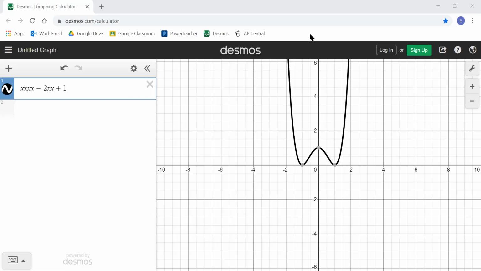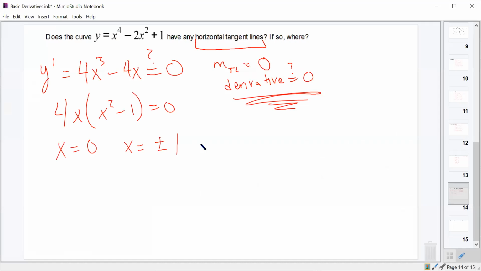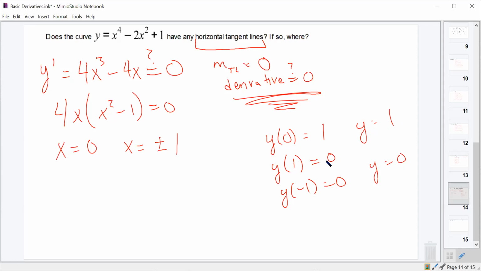If we wanted to know the equations of those lines, could we evaluate y at 0? Yeah, that'd give us 1. And if we evaluated y at 1, that would give us 0. And if we evaluated y at -1, that would also give us 0 if we plugged in those numbers. Plugged in 0, 1, and -1 to our original function. And so that would tell us that the equations of those horizontal tangent lines were y equals 1 and y equals 0.